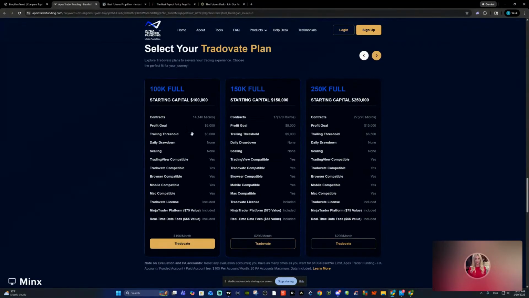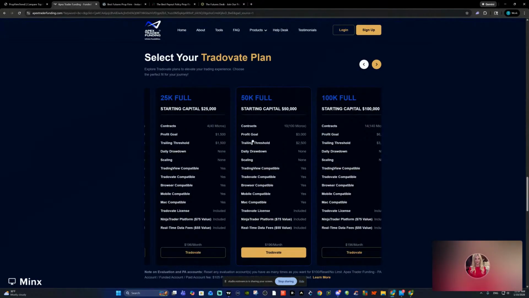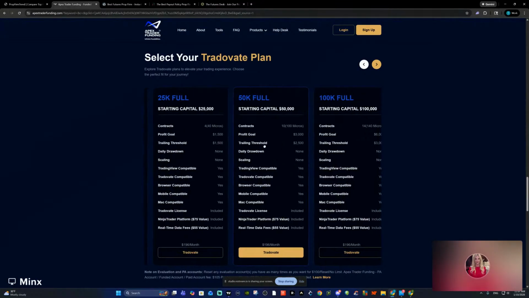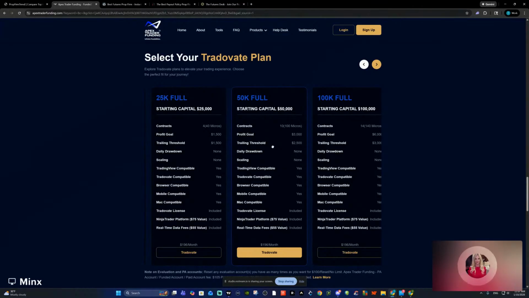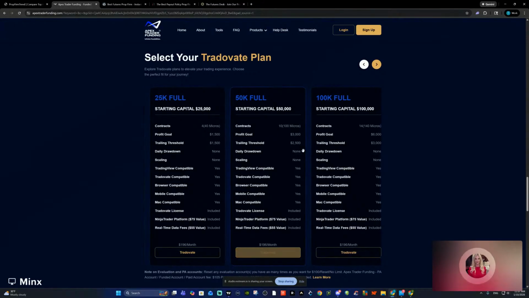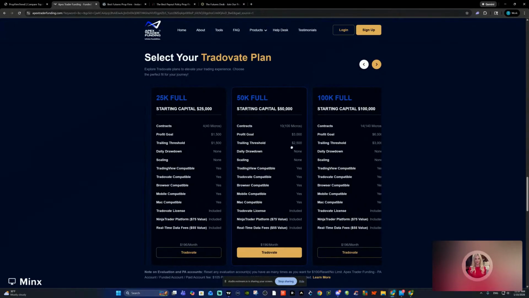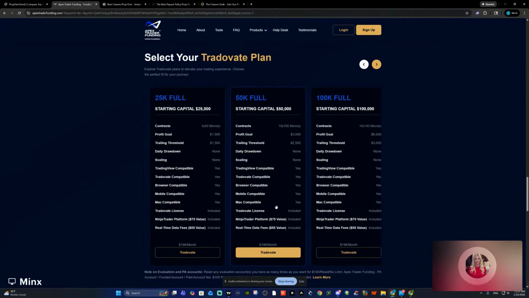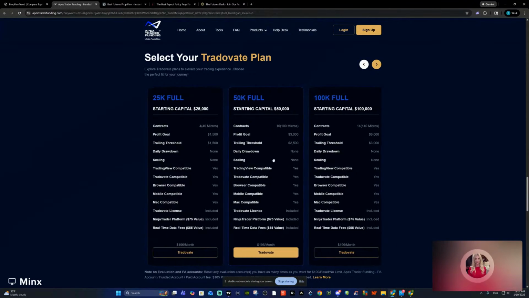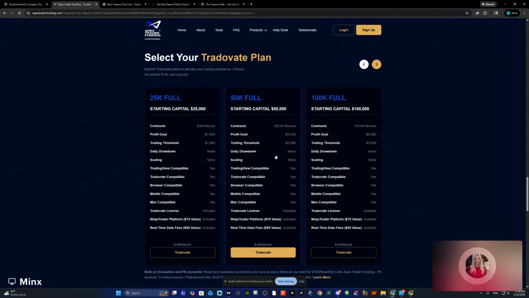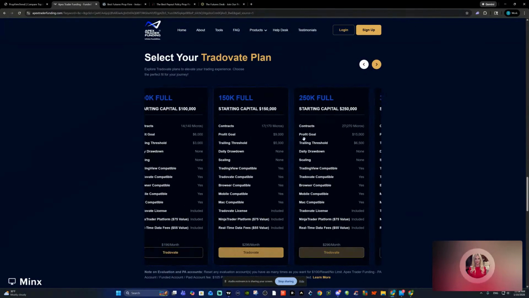For 50K, same thing, profit goal 3,000, trailing threshold 2,500. So a lot of the firms that have a trailing threshold give you extra to play with. So instead of 2,000, it's like 2,500. There's no consistency in the evaluation. And a lot of times, they had a $19 account for all of these accounts. It was 19 bucks, and that ended a couple of days ago.